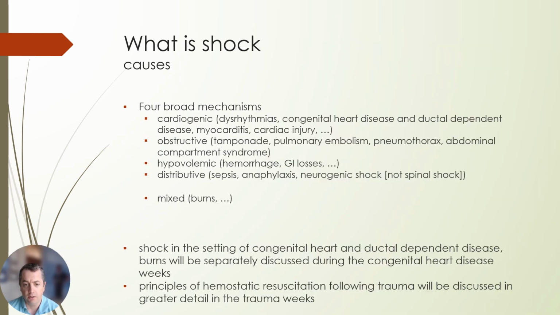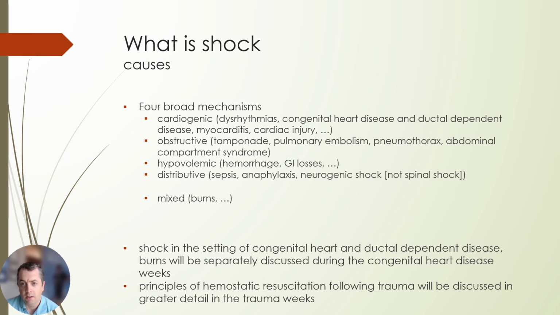What causes shock? We have 4 broad mechanisms, which you may already know: cardiogenic, including dysrhythmias, congenital heart disease, myocarditis, things like that; obstructive, including tamponade, pulmonary embolism, pneumothorax, abdominal compartment syndrome; hypovolemic, including hemorrhage, GI losses, etc. Hypovolemic and distributive will be probably the most common that you see. Distributive including sepsis, anaphylaxis, and neurogenic shock, which is different from spinal shock.